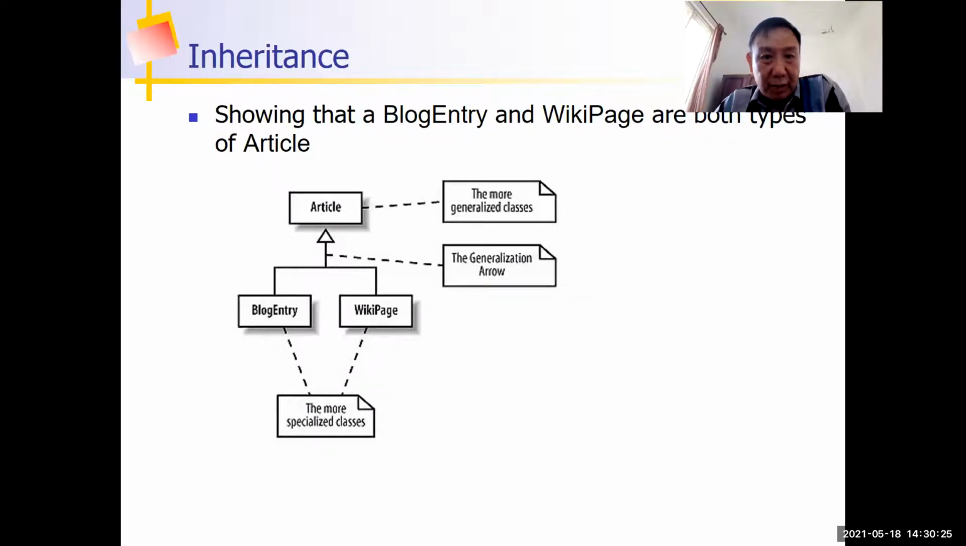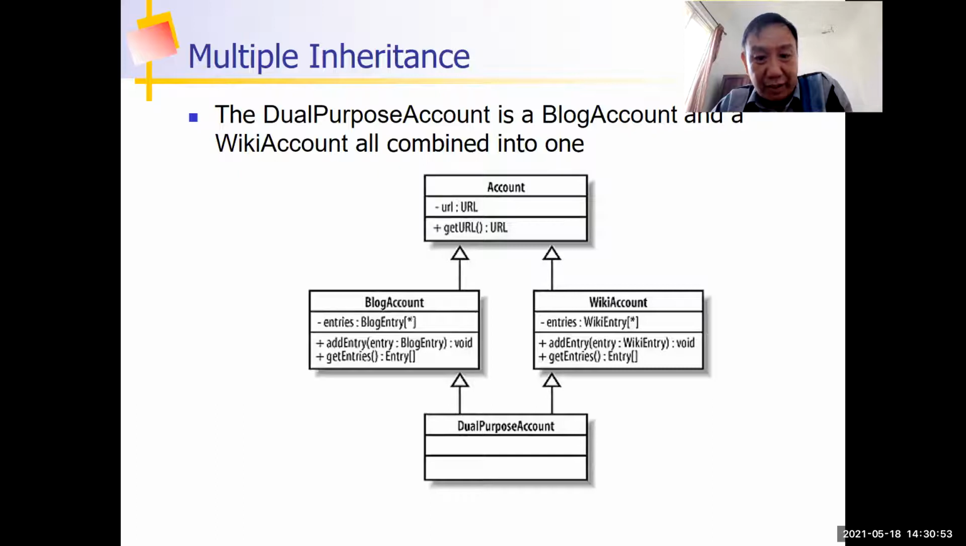So this is an example. The relationship between blog entry and wiki page. Blog entry inherits from article. Wiki page also inherits from article. So you already know how to implement this in Python. Inheritance. Generalization means inheritance. And this is the multiple inheritance that we discussed a while ago with that diamond. Drawing is something like this.